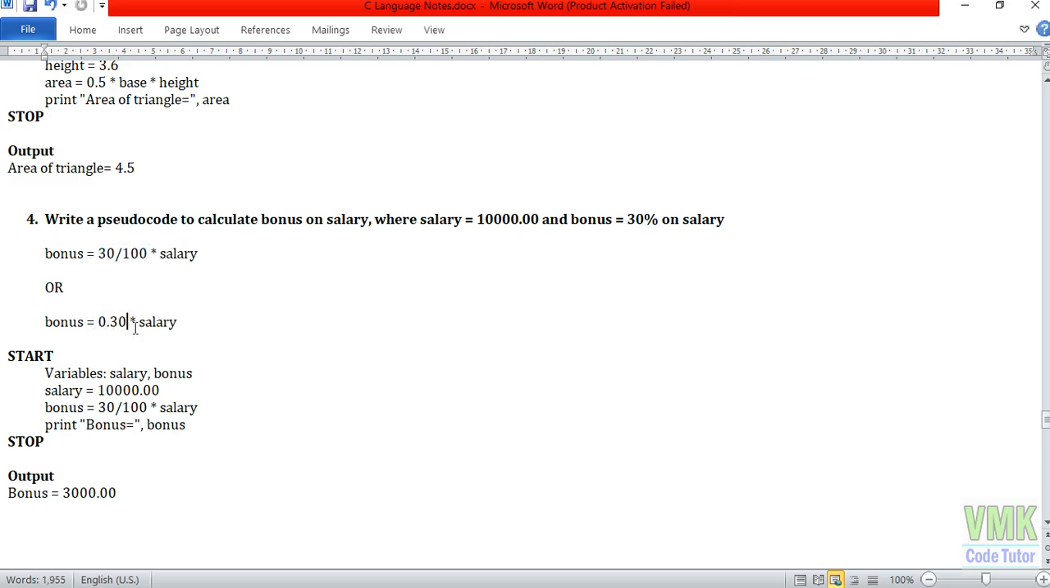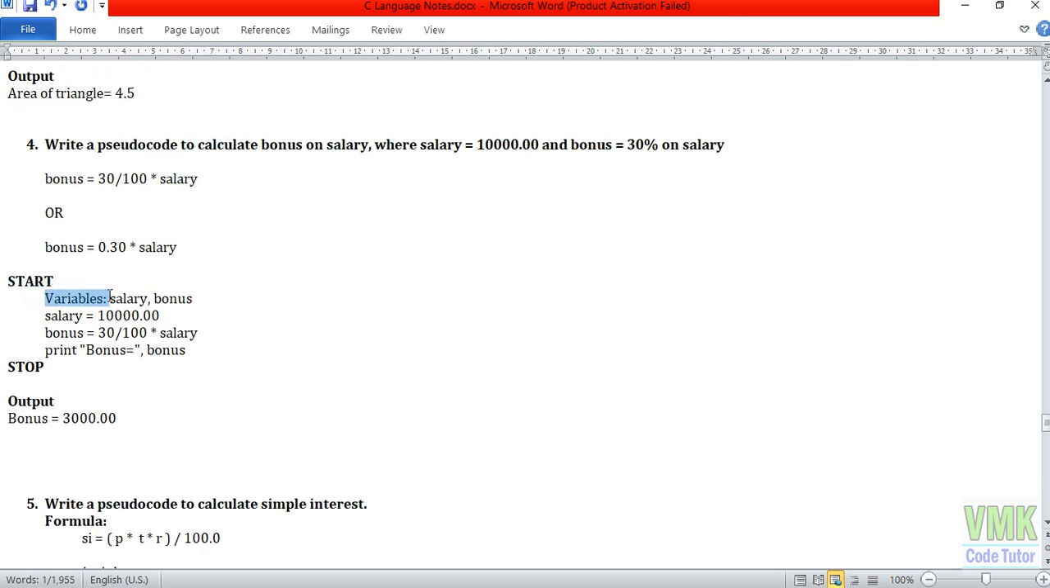0.30, or you can write 0.3 also. Okay, but we write like this, multiplied by salary. So you can use either this formula or this formula, any formula you can write. Therefore, how many variables are required in this problem? Bonus and what? Salary.